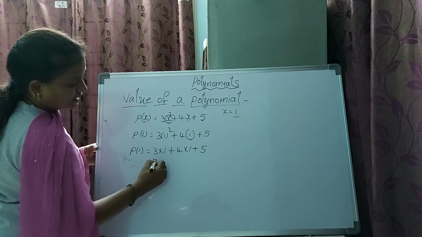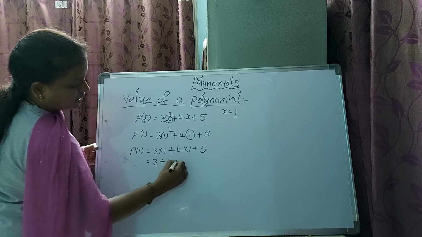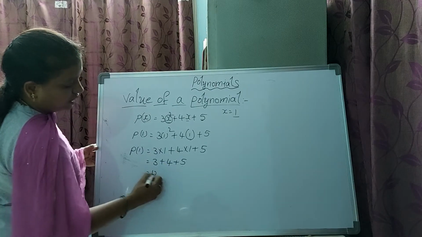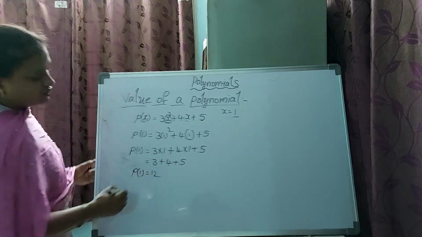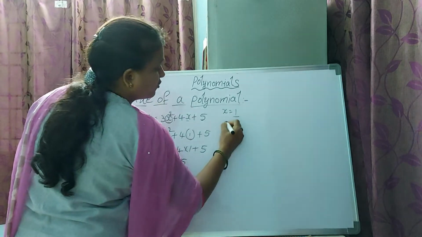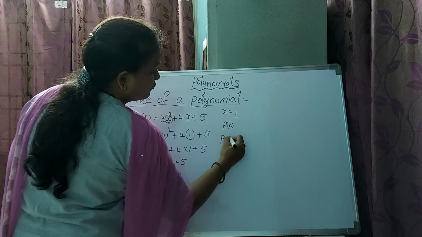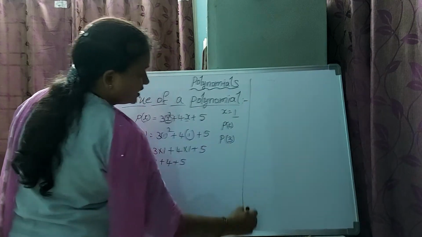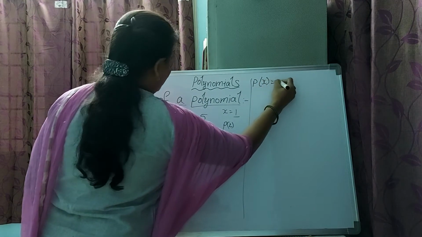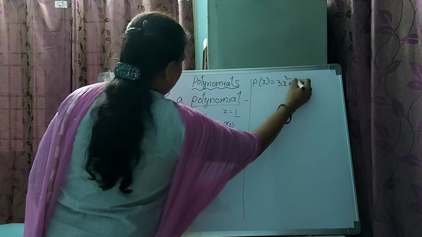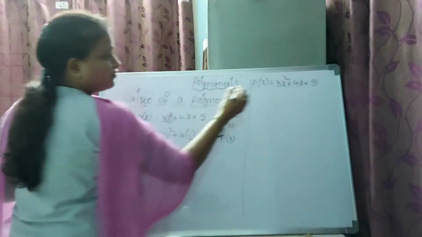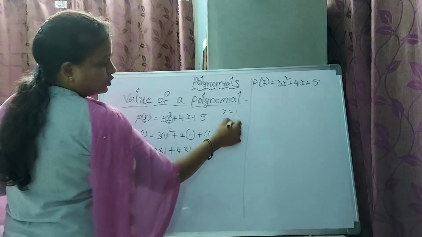So 3 plus 4 plus 5: 5 plus 4 is 9, 9 plus 4 is 12. P of 1 is equal to 12. Next, if they asked you to find P of 2 and P of 3, we can find them, no? See here, P of x is equal to 3x square plus 4x plus 5.